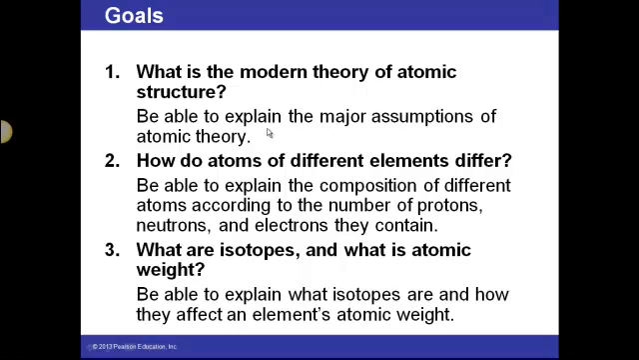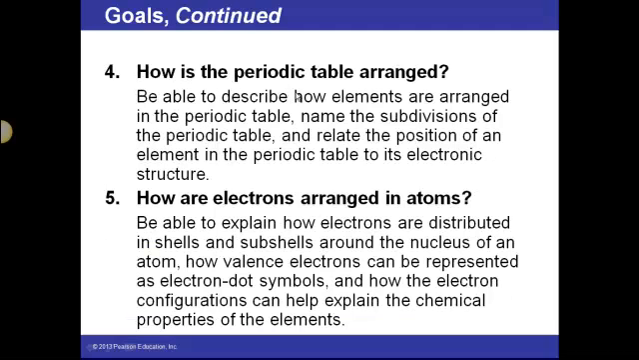you should be able to explain some of the major assumptions of atomic theory, and then you should learn how atoms of different elements differ. So you should be able to explain the composition of the atoms according to their number of protons, neutrons, and electrons. You should be able to describe the atomic mass and how isotopes differ from one another. Then we'll spend some time talking about the periodic table and how the elements are arranged on the table and some of the major trends of the periodic table.